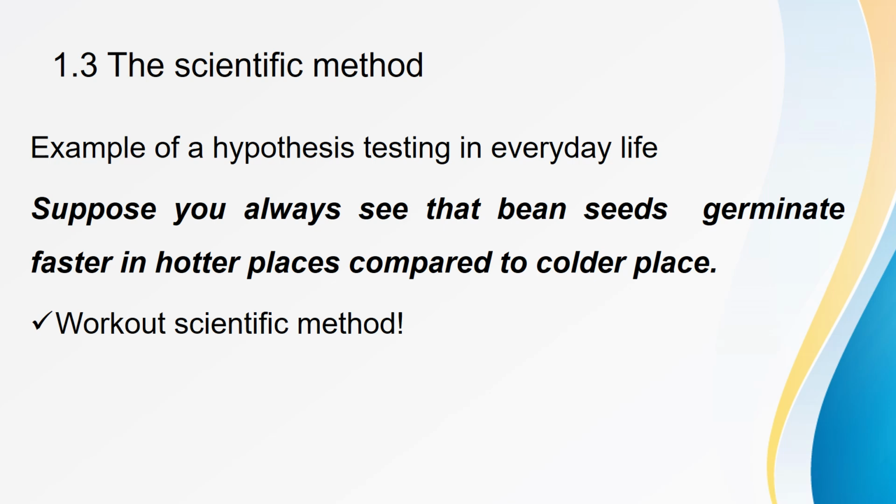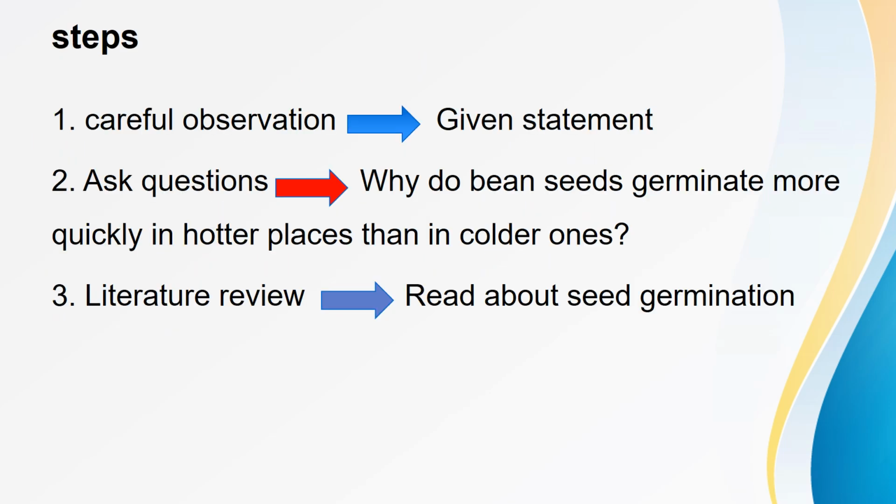Suppose you always see that bean seeds germinate faster in hotter places compared to colder places. So let us work out the scientific method. Careful observation is the given statement. Ask question step: Why do bean seeds germinate more quickly in hotter places than in colder ones? Literature review. So we have to read anything about seed germination.